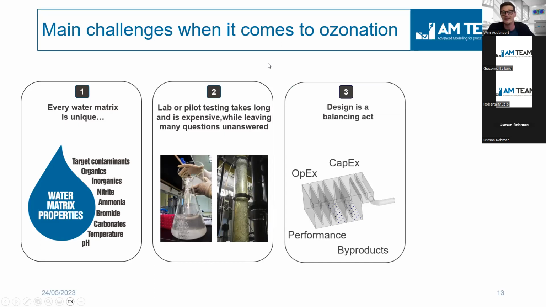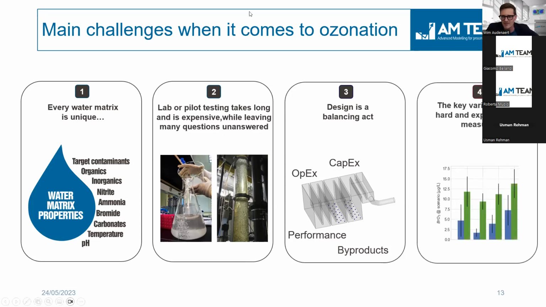A third one is design is a balancing act, because you have costs, operational costs or investments, but then you have the performance. Okay, what is my disinfection, my CT, or what is the removal of my micropollutants? But then you also have your byproducts. Specifically, we are targeting bromate here. So you really have to balance all of those things together.